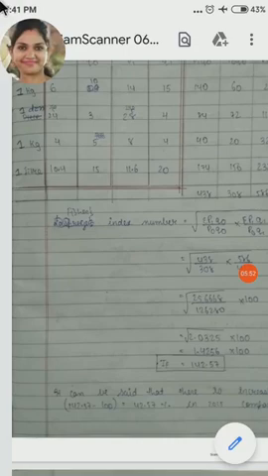Okay. Next, 1 kg. Here a single unit is given. So there is no change in the unit. We will write the same, 1 kg.